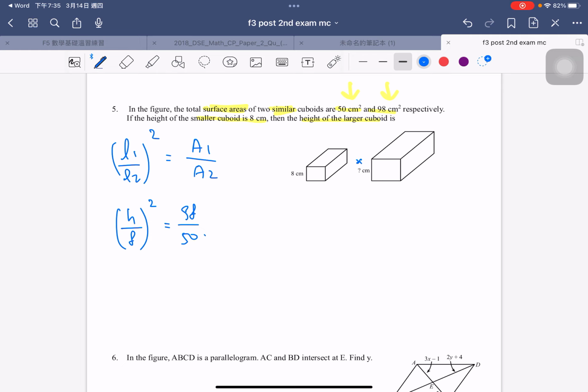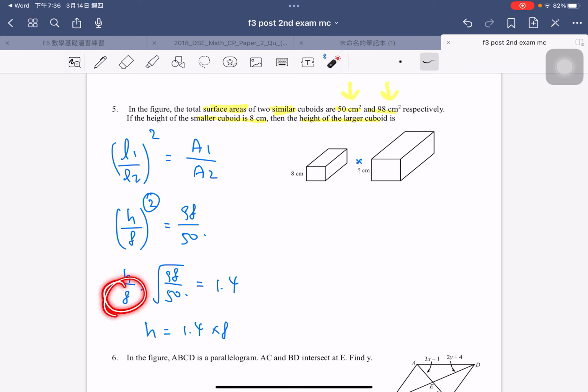So now, I don't want this square, isn't it? So I give a square root to the right hand side. So the square root of 98 divided by 50. This is going to give you, I think, 1.4. So the height is just equal to 1.4 times 8. You don't want to divide by 8, you move it to the right, it becomes times. So it's equal to 11.2 cm.